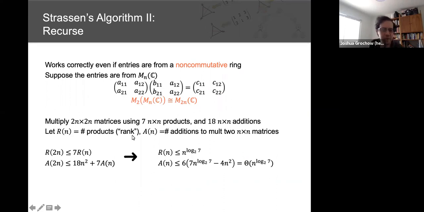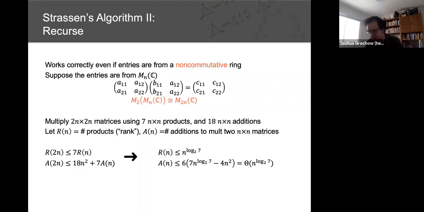So if we let R_n denote the number of products to multiply n by n matrices and A_n the number of additions to multiply 2 n by n matrices, you get these recursions. The key thing you see here is that in the recursive terms, the 7 is the thing that multiplies the recursive term. So this results in n to the log base 2 of 7 when you work out these recursions. The fact that you had 18 additions shows up in the constants, but the key thing in terms of the asymptotics is the number of products. And so we're going to focus on the number of products.